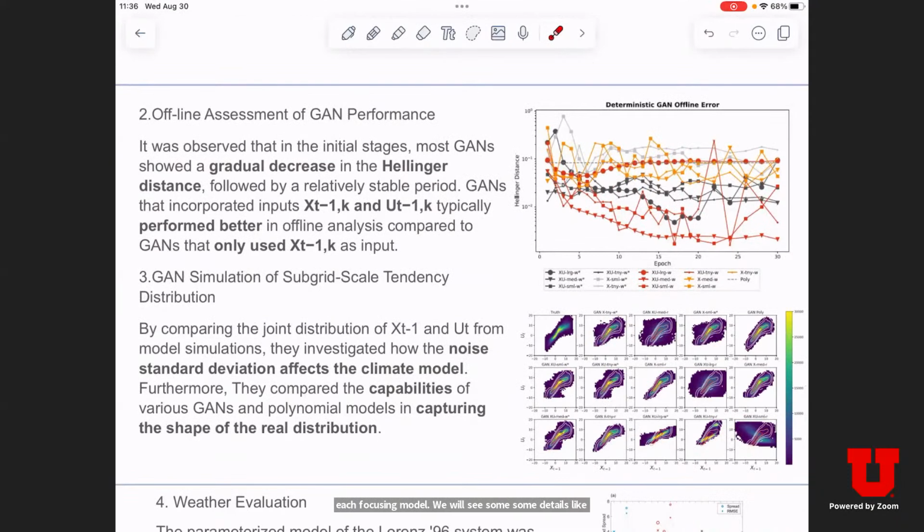The second result is the offline assessment of the GANs' performance, which means they get the value of the GANs. They want to see how their performance is on the predictions. Most of the GANs show a gradual decrease in the Hellinger distance. So we can see they all decrease, but only the GANs with two inputs typically perform better than those using only one input.